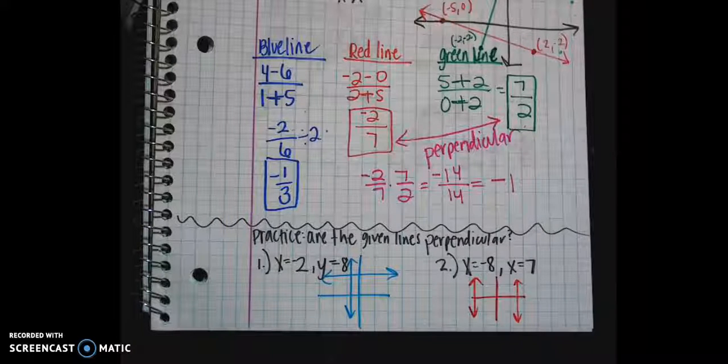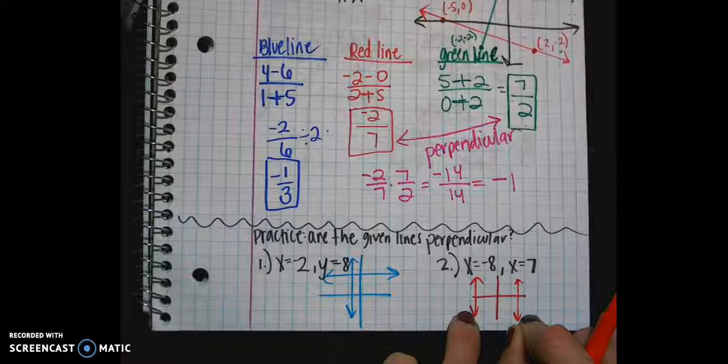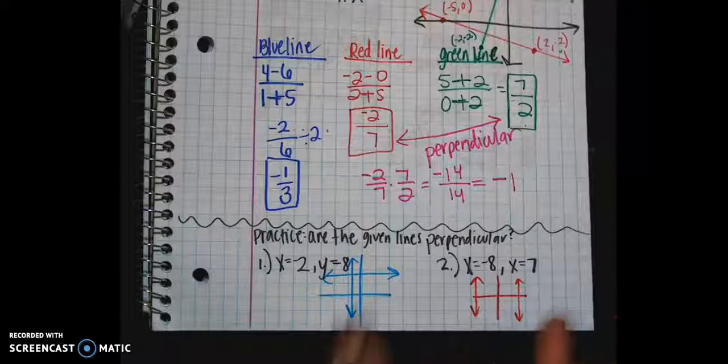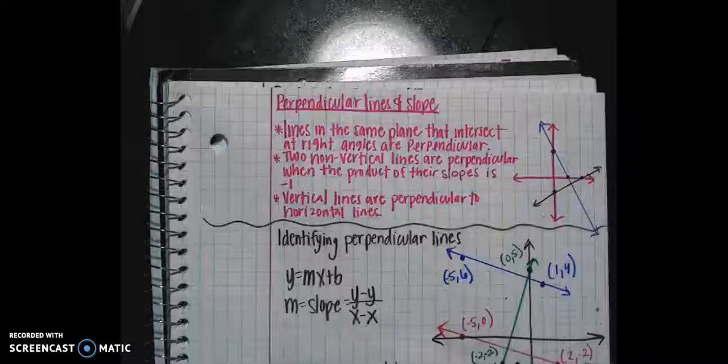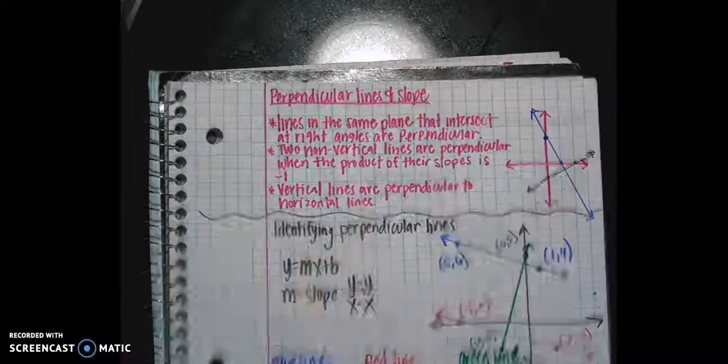Definitely not perpendicular. Those two are parallel because both of them have an undefined slope, meaning they're just going up and down forever. Okay? So hopefully now that makes a little more sense and you understand more about perpendicular lines and parallel lines. Make sure you guys go back up and you refer to these because these are really going to help you out.